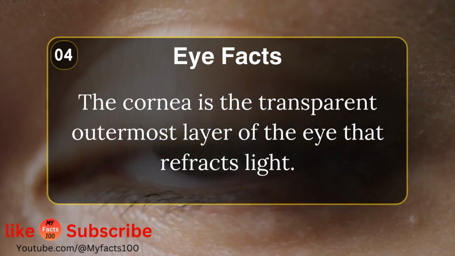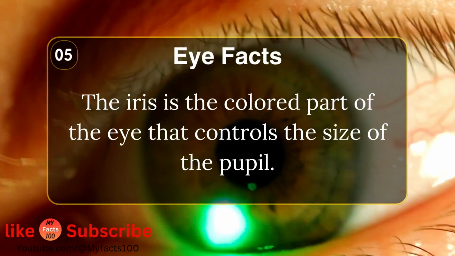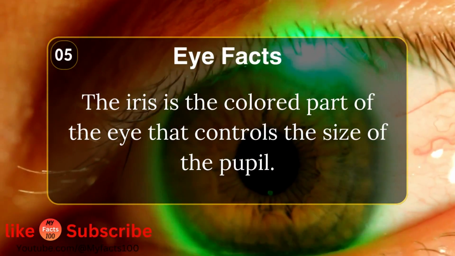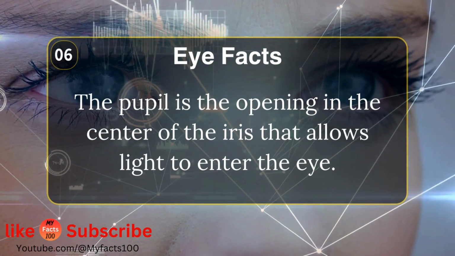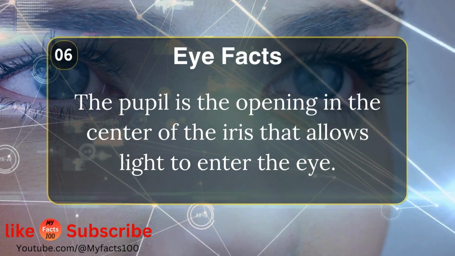The cornea is the transparent outermost layer of the eye that refracts light. The iris is the colored part of the eye that controls the size of the pupil. The pupil is the opening in the center of the iris that allows light to enter the eye.